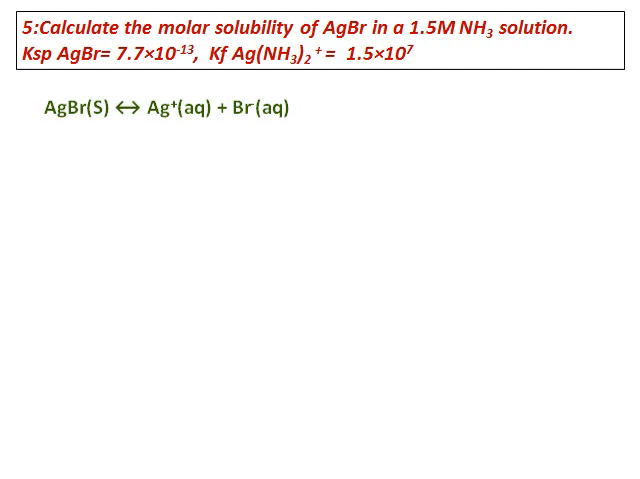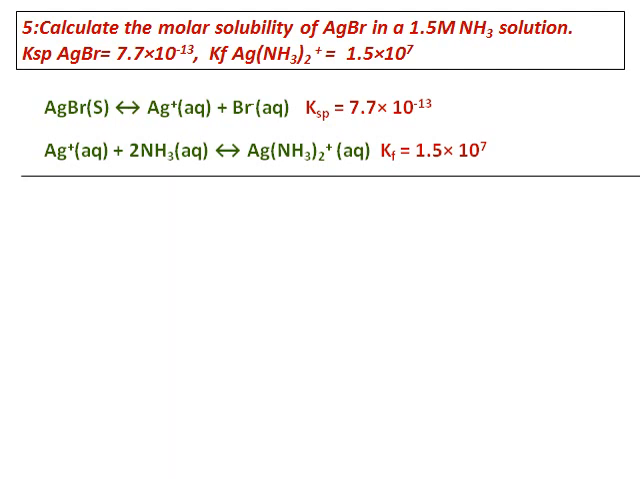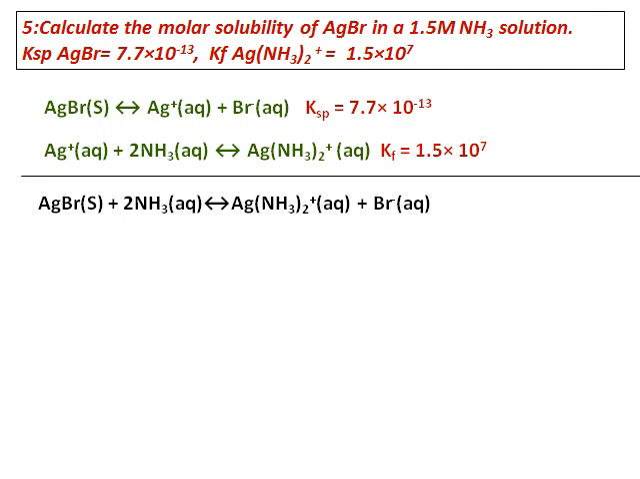So let's write down the equation, AgBr solid. It ionizes and the Ksp is given. Then write down the complex formation equation also. The formation constant for Ag(NH3)2+ is also given. So let's add up the two equations. The Ag+ will get cancelled and I will get AgBr reacting with ammonia giving the complex.